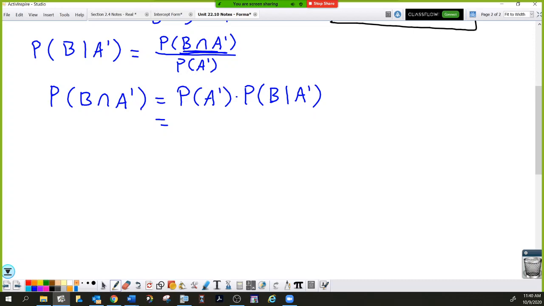The second one, probability of B given A naught, that was handed to us in the directions. That's 1/4, right? Let's see who's thinking today. What's the probability of A naught? 3/5, it is. How'd you know that? Because A is 2/5. Not A must be 3/5.